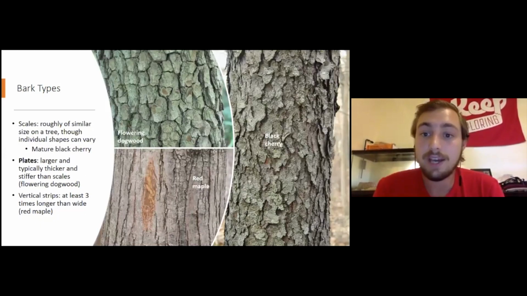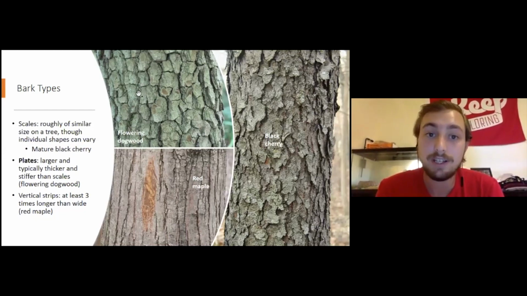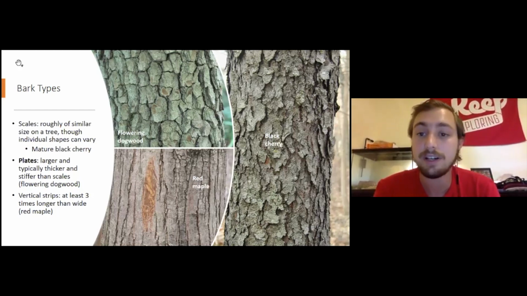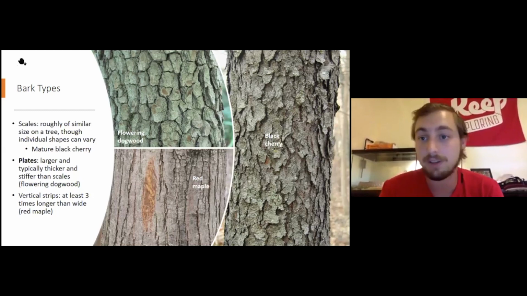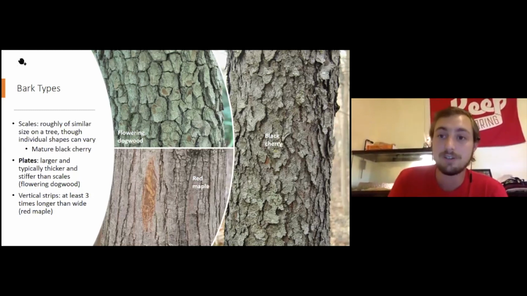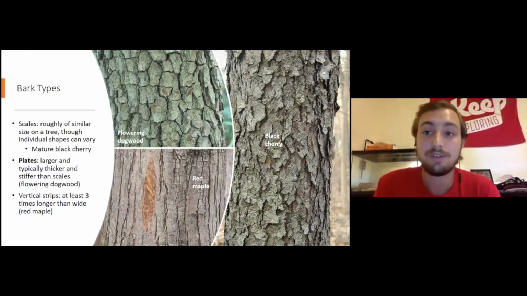We'll also look at plated bark with our flowering dogwood, which is pictured right here. You can see these very distinctive plates that are formed. And when the flowering dogwood is younger, it is more scaly, but still in a similar shape to these plates, because those scales will become these plates as the tree matures. And we'll see that once we get to our flowering dogwood slide here in a second.